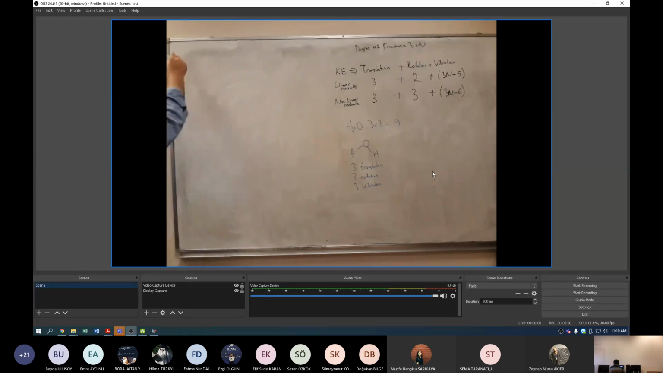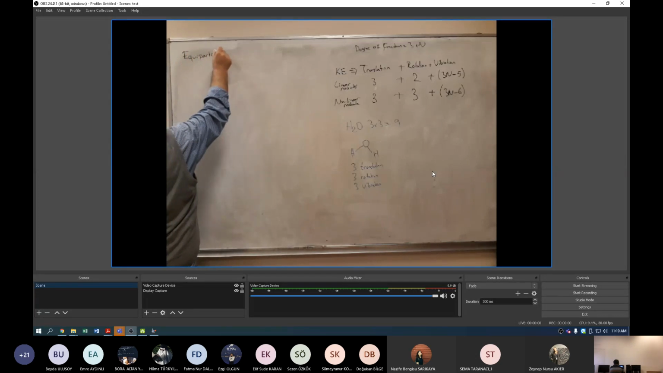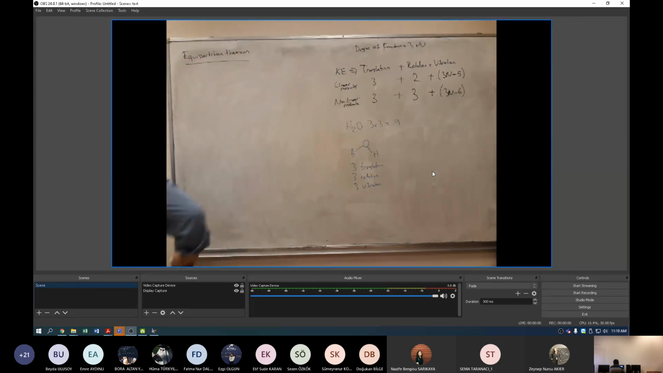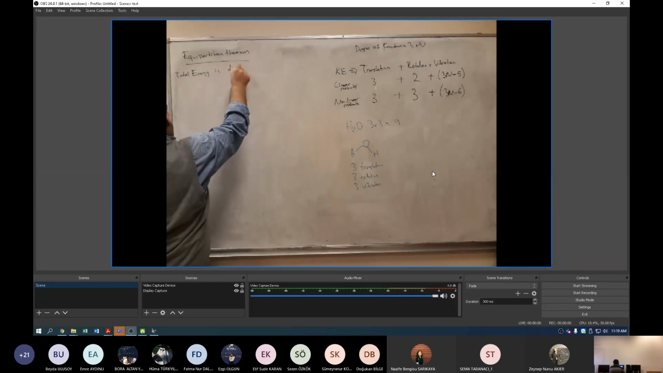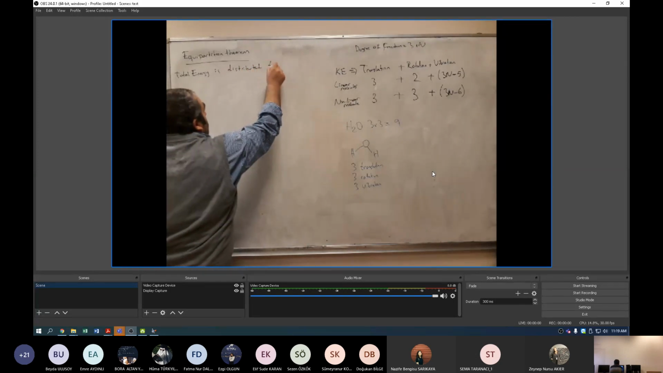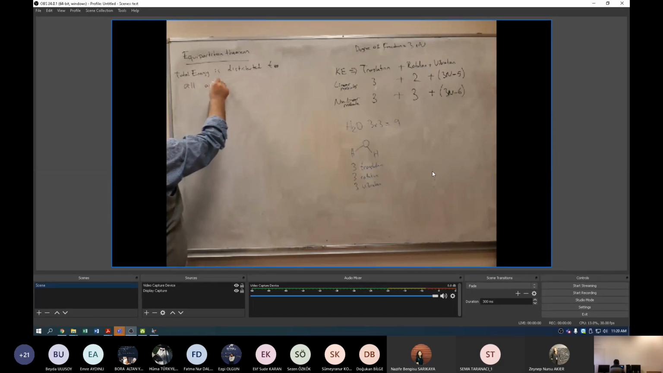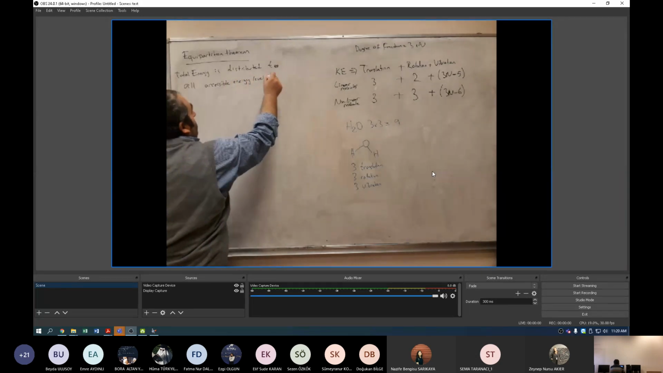So, equipartition theorem: total energy is distributed to all accessible energy levels evenly.